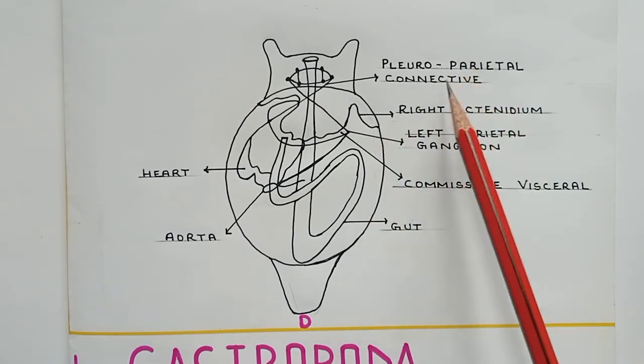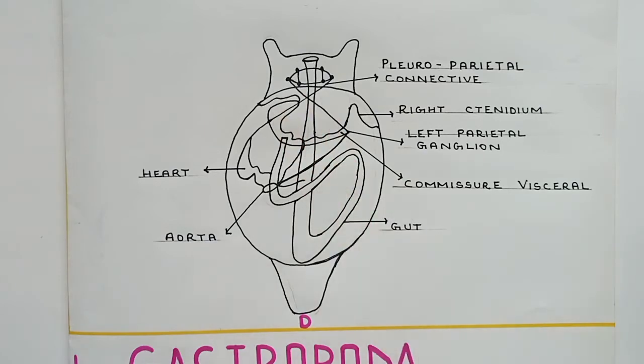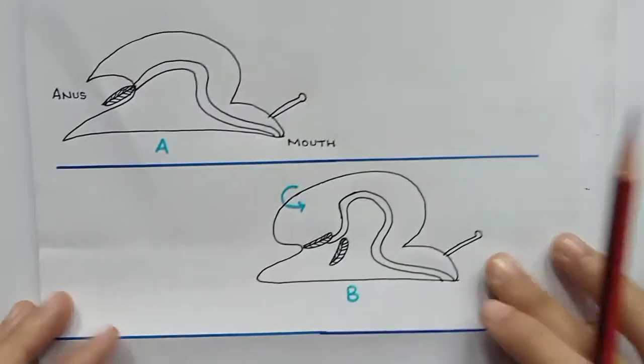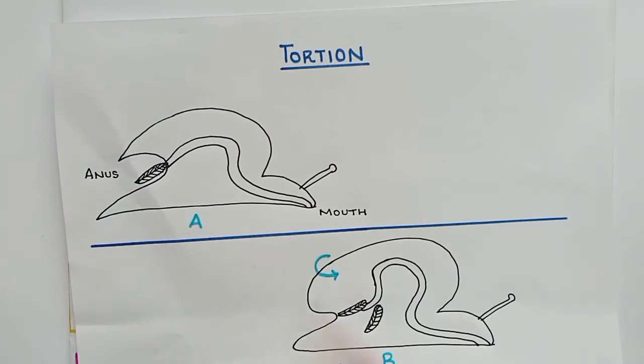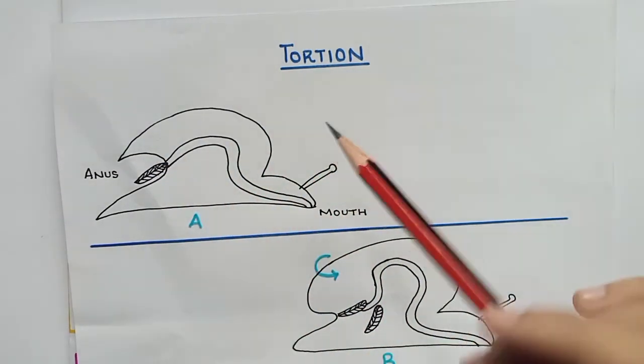This pleuroparietal connective has a crisscross. It is converted into the crisscross manner. And we see that there is a loss of symmetry here. Now this mantle cavity, there is a diagram here. So what we see is the mantle cavity, which was there before torsion.